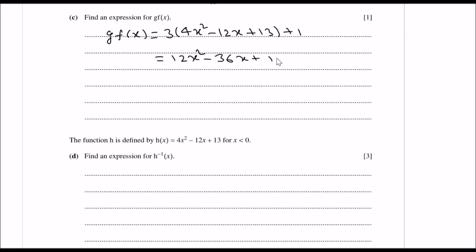Plus 1, that is 40. Okay, this is the answer for g(x). Now the next part: the function h is defined by h(x) = 4x² − 12x + 13 for x less than 0. Find an expression for h inverse x.